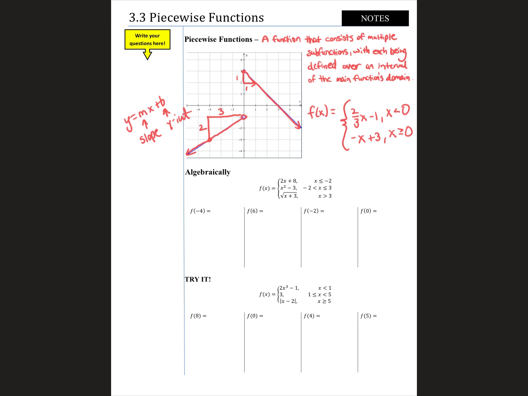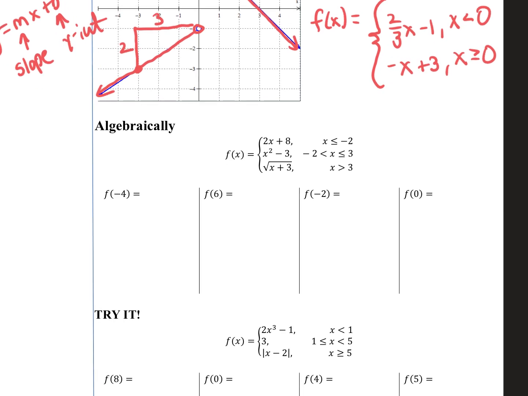Now, from an algebraic standpoint, in this next example, you can see that I have another piecewise function that includes three separate functions. The first one is 2x plus 8, which is linear, x squared minus 3, which is quadratic, and the third one is the square root of x plus 3. And for each one of those functions, it has its own domain restrictions.